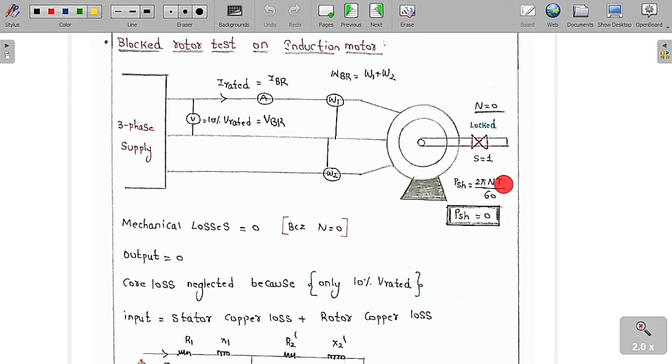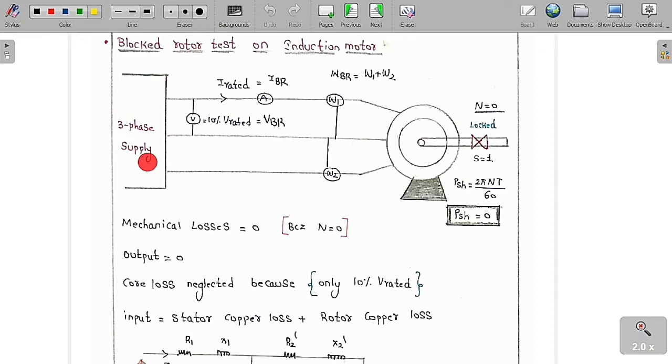I have already told you power is equal to torque into omega. So power is equal to 2 pi N by 60 into T, because omega is equal to 2 pi times the rotor speed. Because it is shaft power, we have to use the rotor speed in radians per second. As the rotor speed itself is equal to 0, this power is equal to 0. So shaft power is equal to 0 because no useful work is done. Whatever the input power is, it should be used in terms of losses in the blocked rotor test of the induction motor.